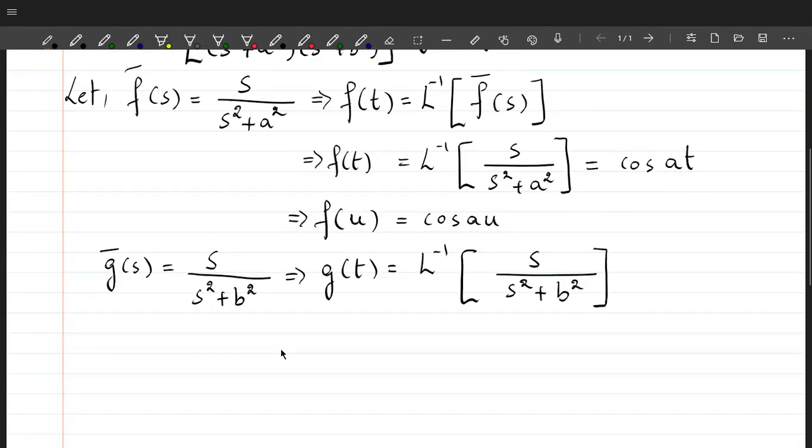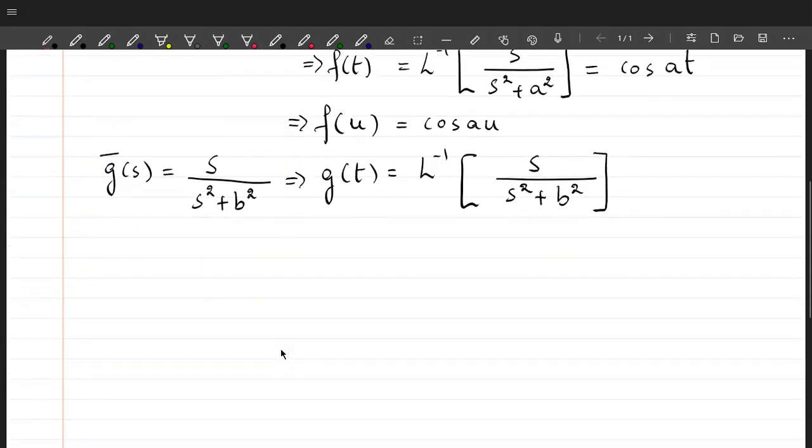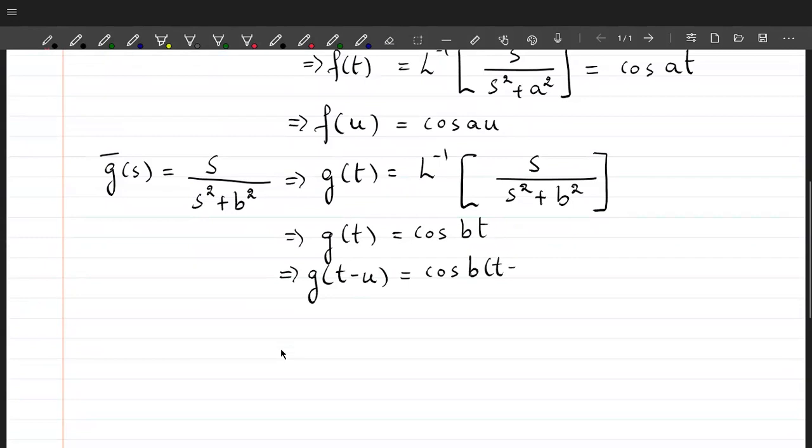and that will be equal to, g of t is equal to what then? G of t is equal to cosine of bt. But we need the value of g of t minus u. So wherever you have variable t, replace t by t minus u. So you get cosine of b into t minus u, which is also equal to cosine of bt minus bu.